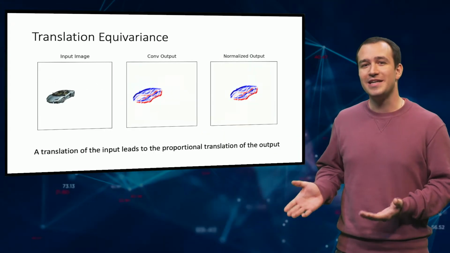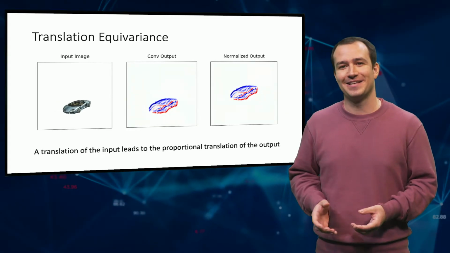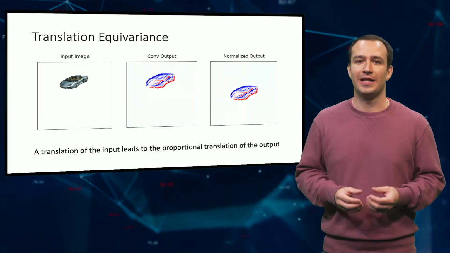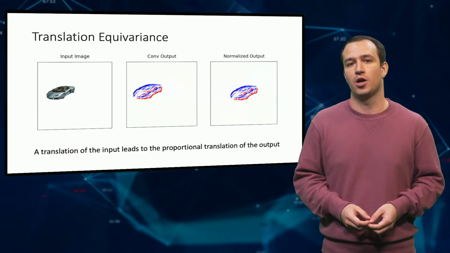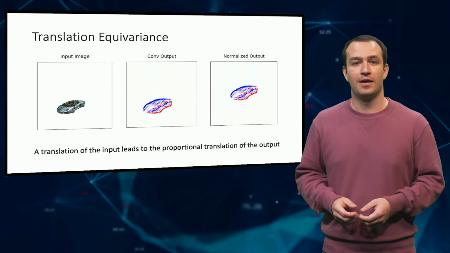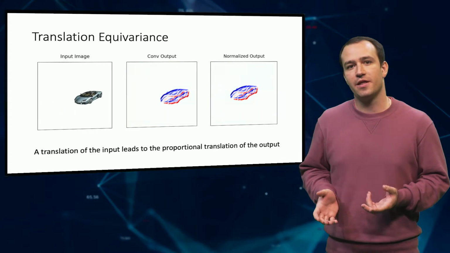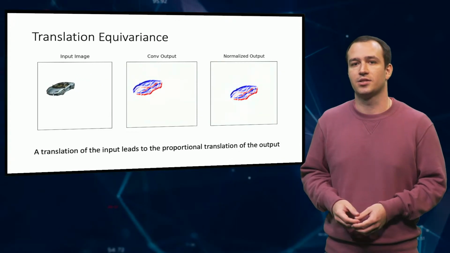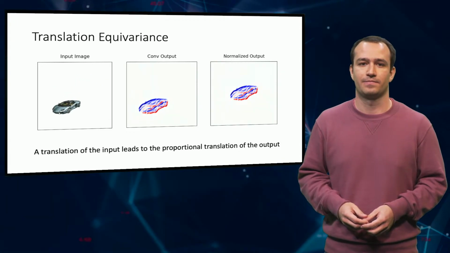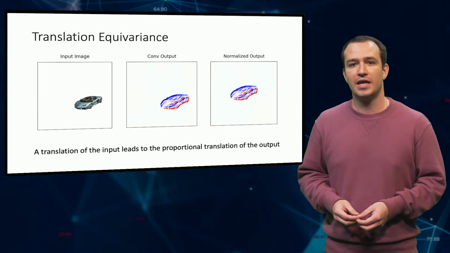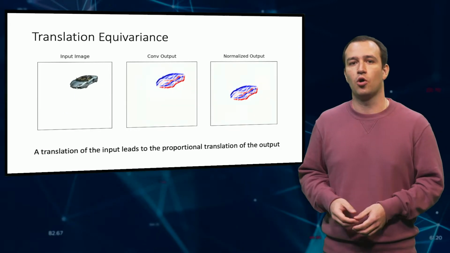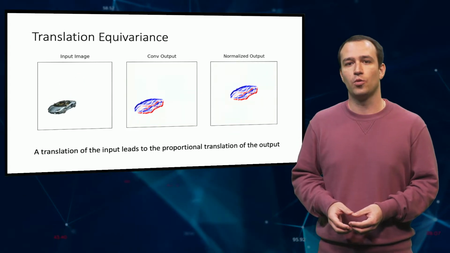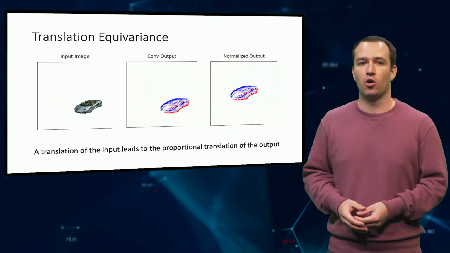The convolution is translation equivariant by design. In other words, a translation of the input image leads to the proportional translation of the output. As a result of this property, the analysis of the original image is as easy as the analysis of its translated variants. Additionally, if the task is to find a certain object in the image, the position of the maximum response in the output is the position of the query object.